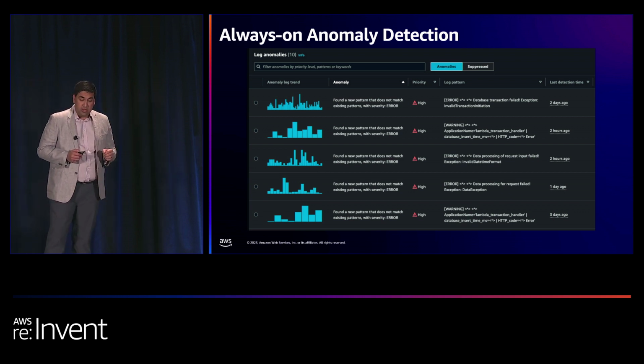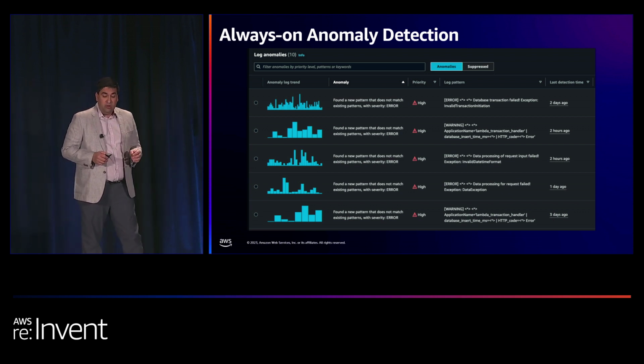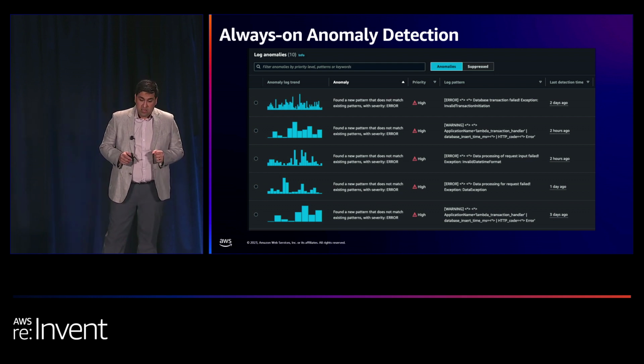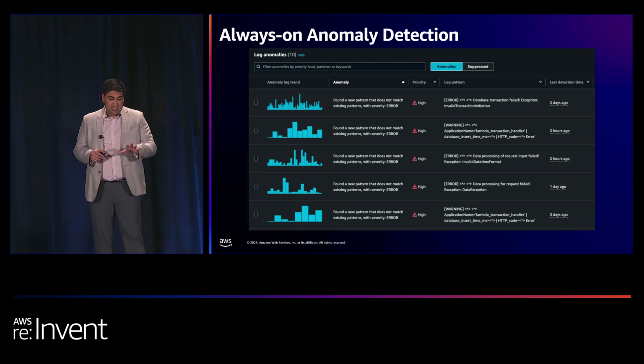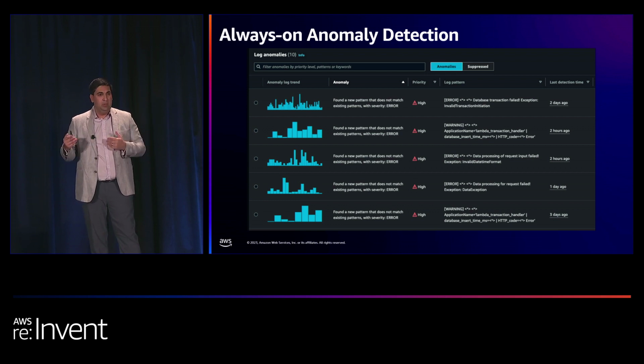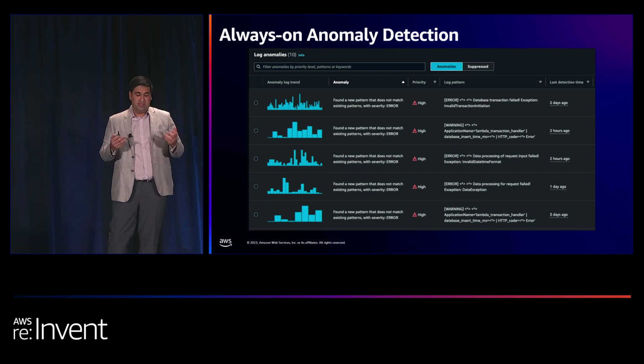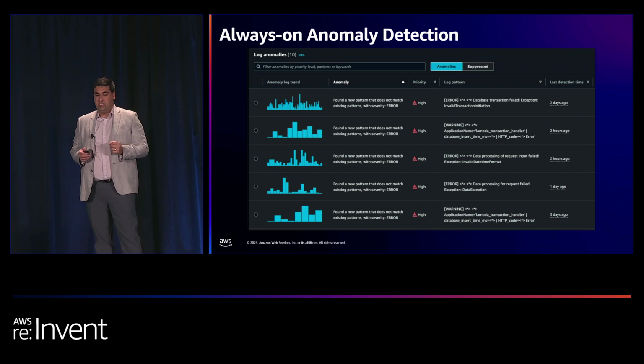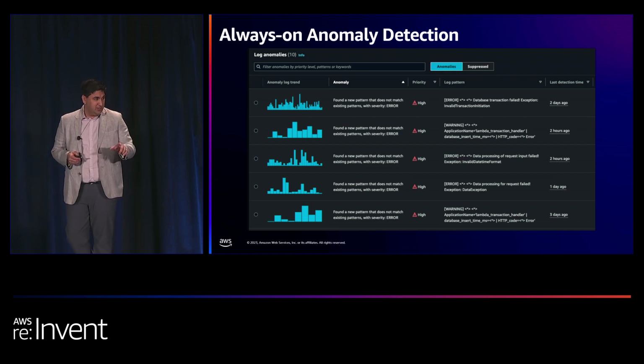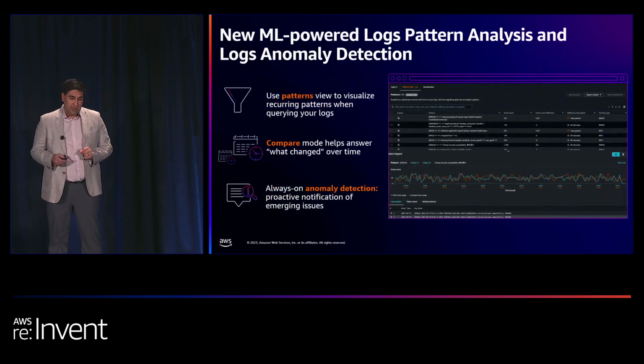So look at the snapshot. We show you the logs anomalies view with key trends, key patterns. We also show you other details, such as the priority, which is high, medium, or low, like how important is this anomaly, as well as the last detection time. There are other cool things on this view that I'm not able to show, which Bobby will demonstrate in his demo.